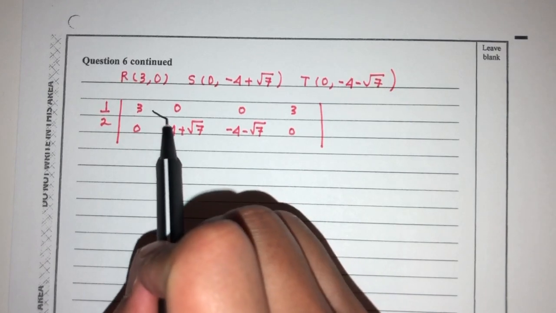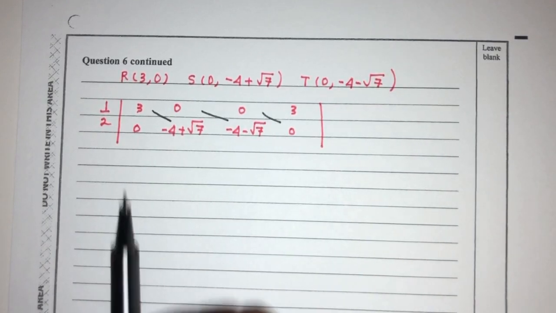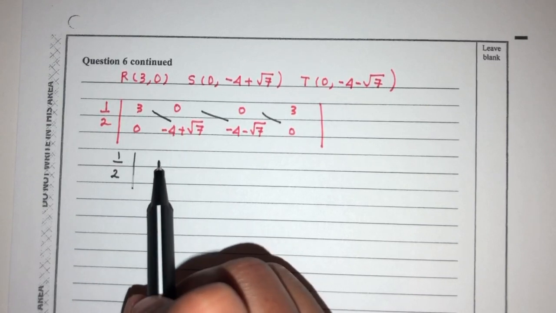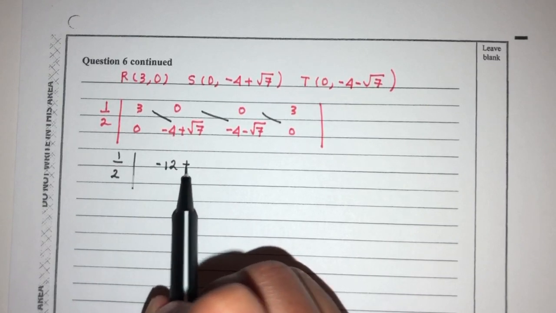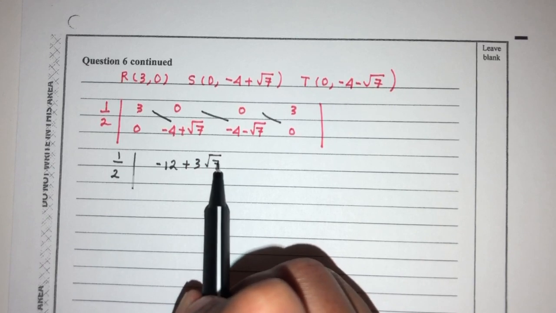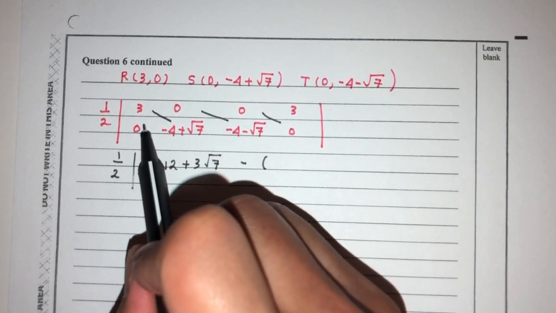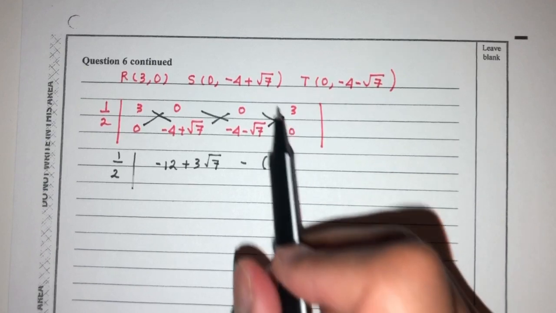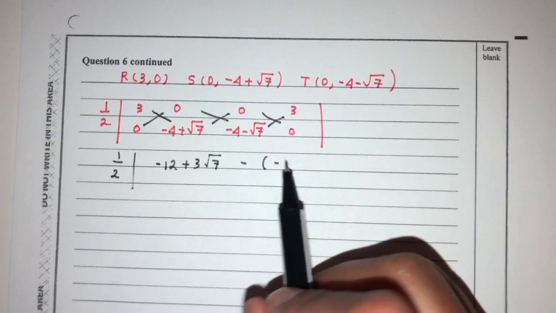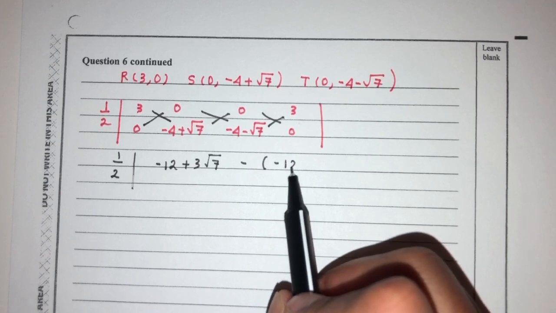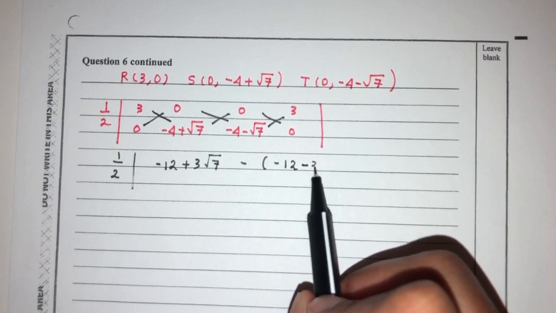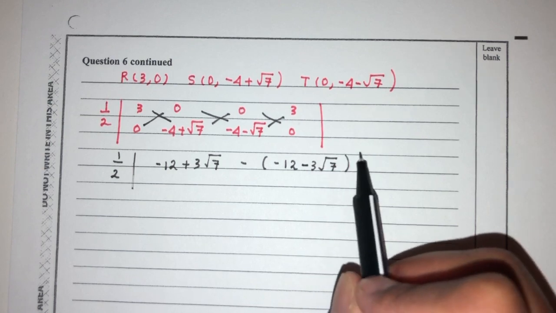So let's multiply first in this direction. So here you will have half outside. Here we have 3 times this, which will become minus 12 plus this. Here we have the minus. Multiply in this direction. This one will be minus, this one is what? This one is minus 12. And then we have minus 3, again this one.